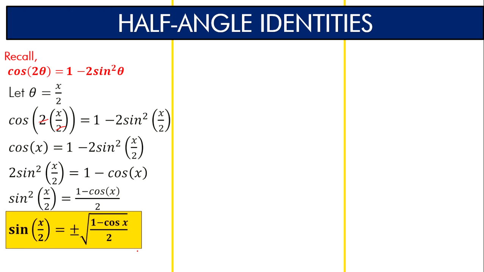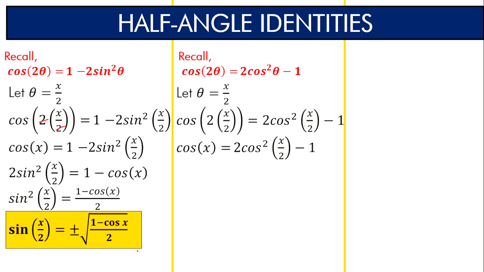Now, how about for the cosine? Let's recall again the formula for cosine 2 theta, the double angle for the cosine, which is 2 cosine squared theta minus 1. It's important for you to recall these derived identities. Then, same procedure, let theta be equal to x over 2. If we substitute that, we'll have cosine 2 times the quantity of x over 2 is equal to 2 cosine squared x over 2 minus 1.